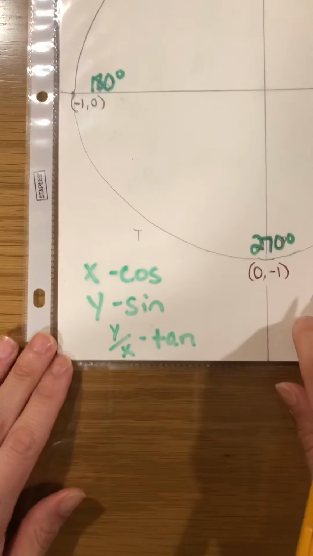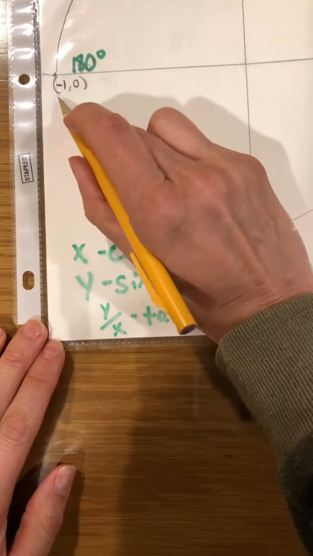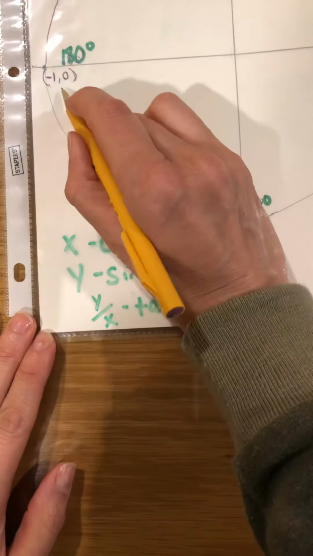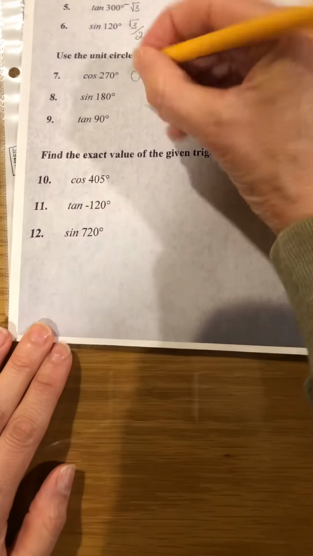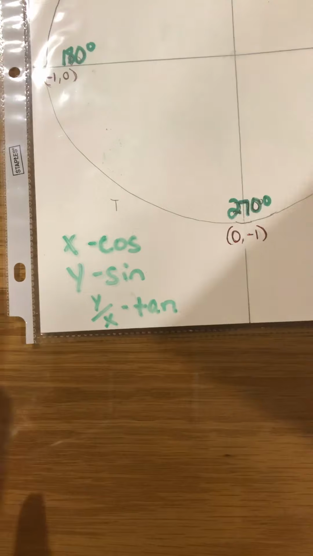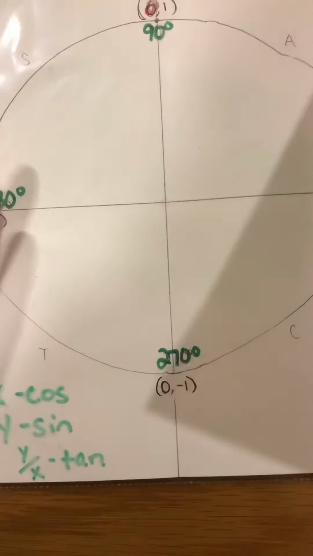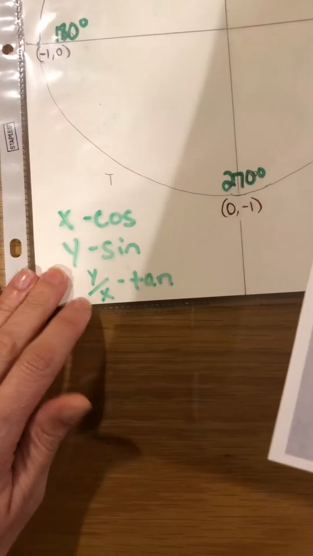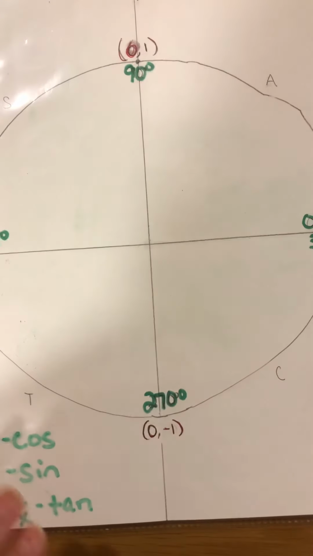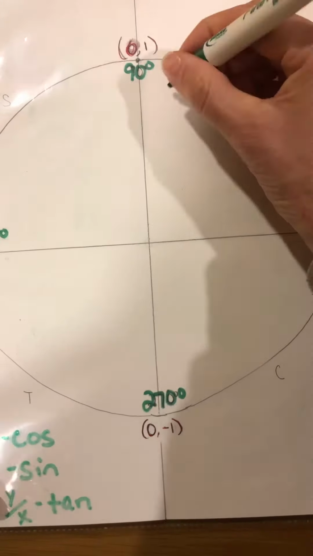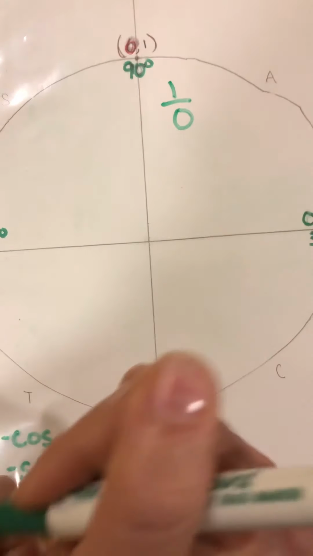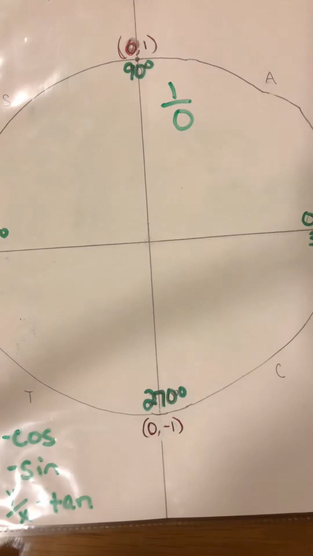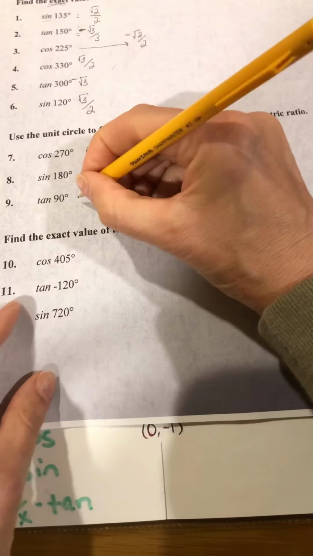Sine of 180. Here's 180, -1, 0. Sine is the y, so that is 0 again. And finally, tangent of 90. 90 is right here, 0, 1. Tangent is y over x. So that would be 1 over 0. Anything divided by 0 is undefined.